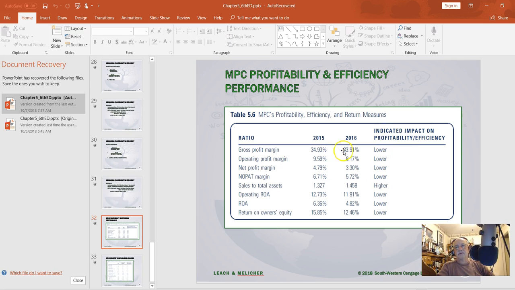Now here's a table with all the ratios we talked about and how they affect profitability. It looks like from 2000 to 2016 you're going to be less profitable here, right? You can see the numbers are going down here, right? So it's still impacting profitability.